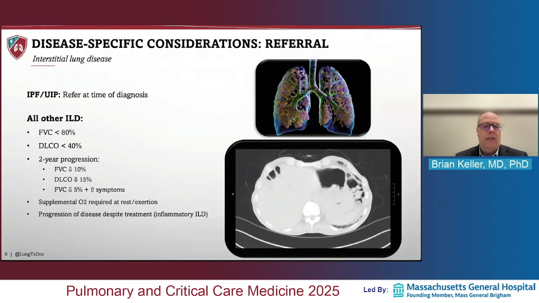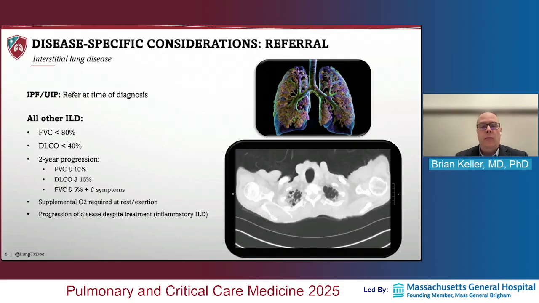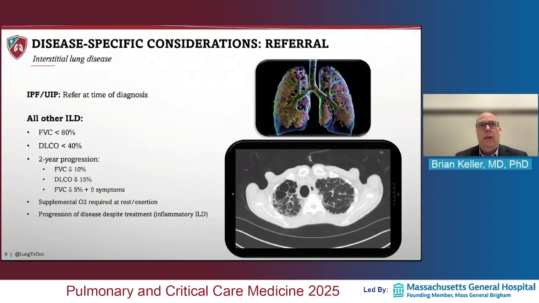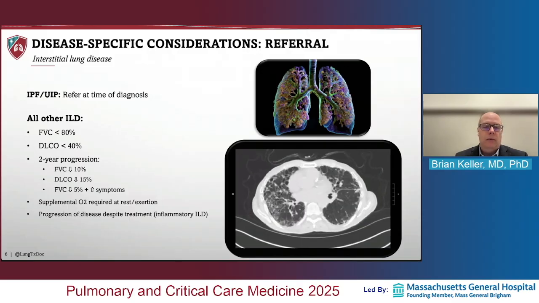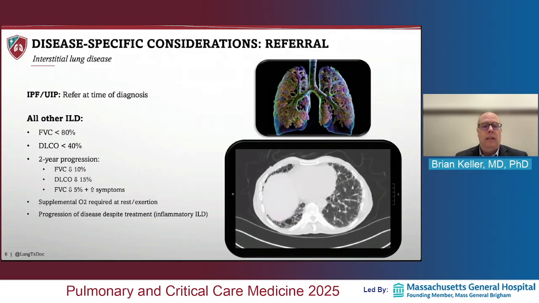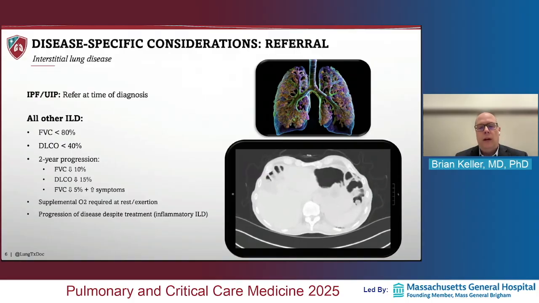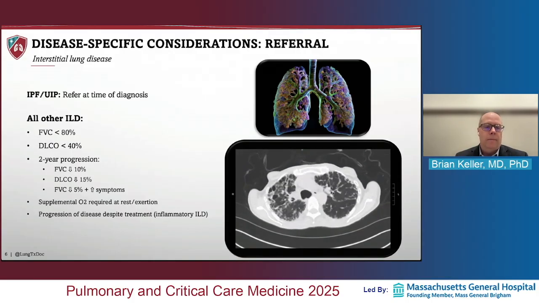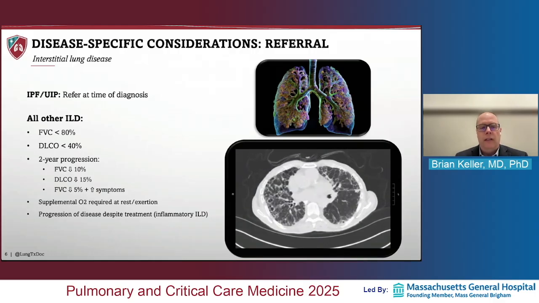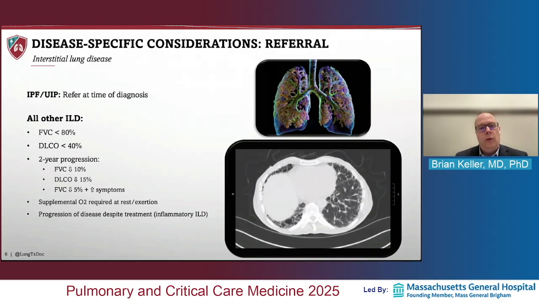Because these patients can have an unstable and variable progression with rapid declines during exacerbations, it's still recommended that they seek the care of a lung transplant program at the time of diagnosis so that the process and determination of candidacy can be started early. For all other interstitial lung diseases, we're really looking at a progression of disease, usually over a 2-year time frame.